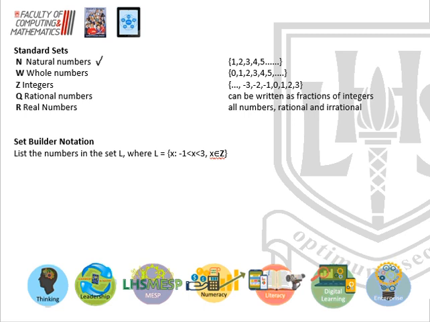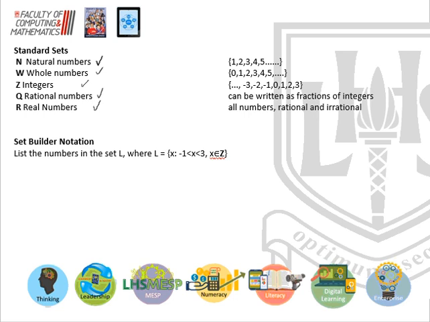Integers are the same but with negatives. So again, natural numbers are a subset of whole numbers and whole numbers are a subset of integers. Rational numbers are all those numbers that can be written as a fraction. So all the integers plus halves, thirds, 2 sevenths, and so on. And then real numbers are that set of rational numbers but with irrational numbers added as well, so pi and all your surds. Okay, so those are your sets of numbers.